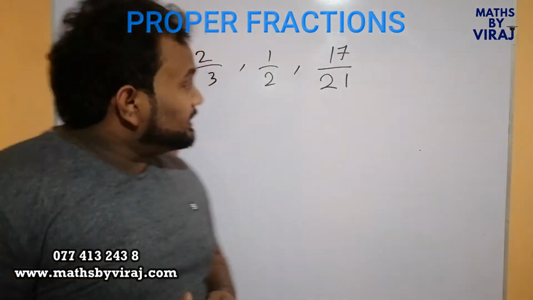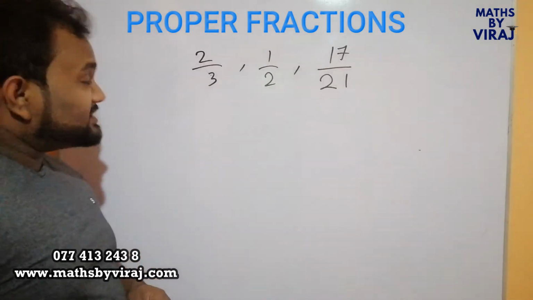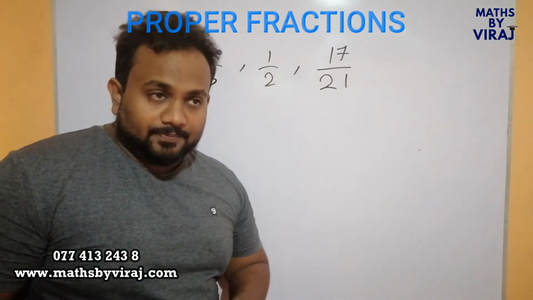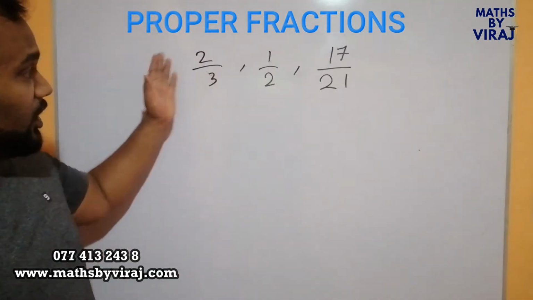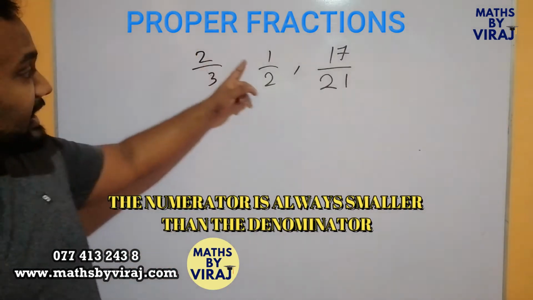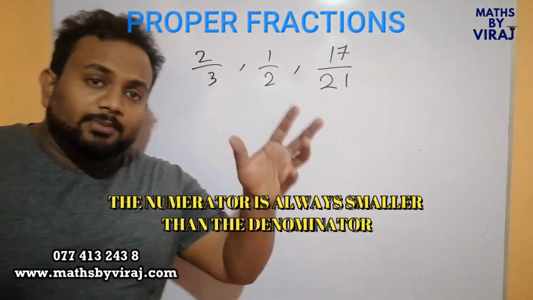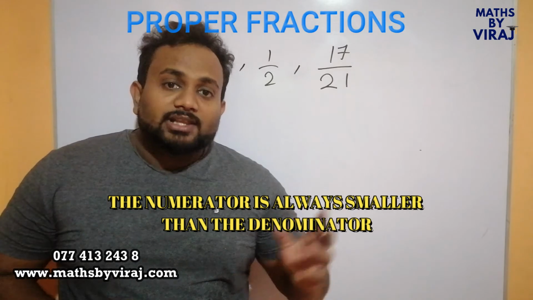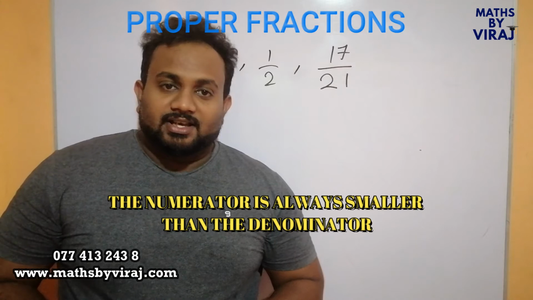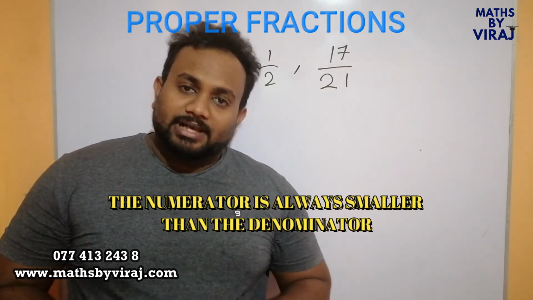Children, if you look at the board, I have again written three different fractions: 2/3, 1/2 and 17/29. Like previously, all of them do not have 1 as the numerator, but the numerator is always smaller than that of the denominator. When the value of the numerator is smaller than that of the denominator, we call them proper fractions. Proper fractions are when the numerator is smaller than the denominator.